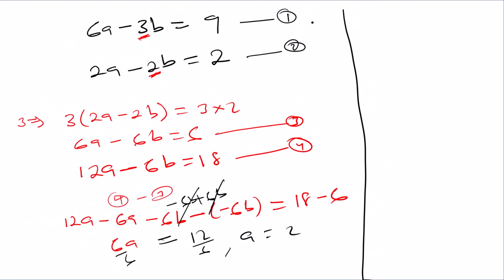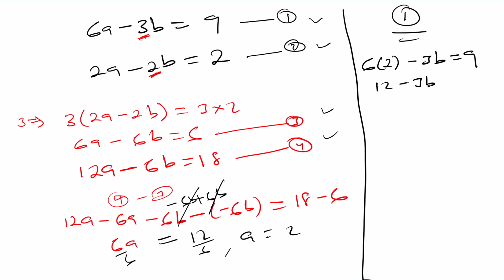So let's use any of the equations, we have 1, 2, 3, 4, to solve for b. Let's use equation 3, or you can use 1. Now we are going to use both the new equations and the old ones and see the answer. So let's use equation 1 for the sake of our lesson. a is 2, so let's substitute 2 here. So 6 times 2 minus 3b equals 9. 6 times 2 is 12, minus 3b equals 9. So we have 12 minus 9 equals 3b. So we have 3 equals 3b. So b is equal to 1.